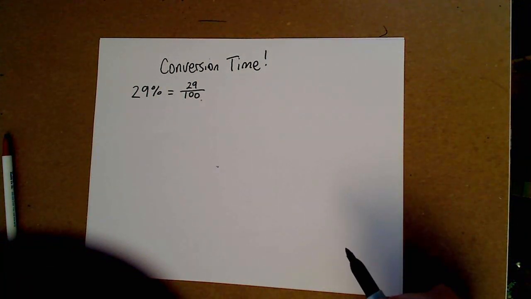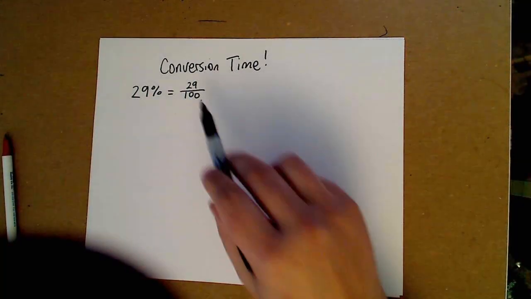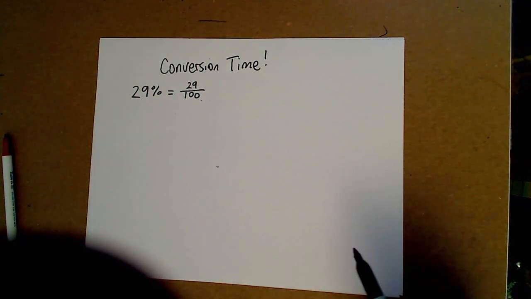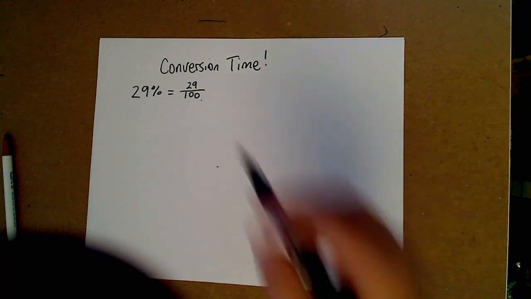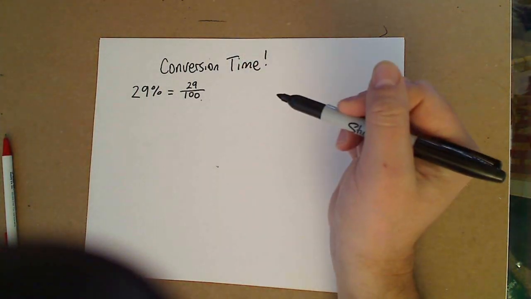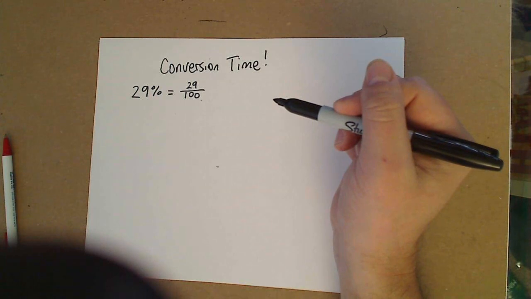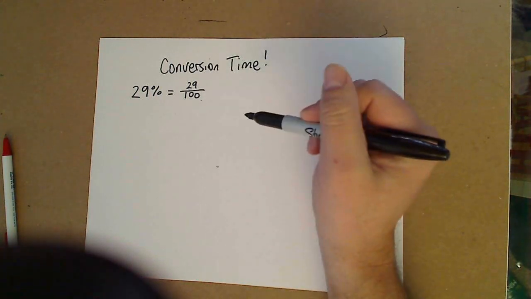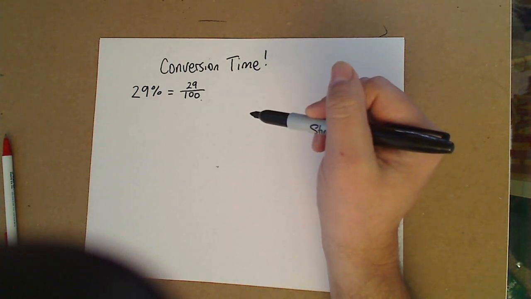Now, if I were able to simplify that fraction, I would do that. It turns out 29 and 100 don't have any common factors, so I can't simplify it. That's as simple as it gets. 29 over 100. Now, if I have this fraction, 29 hundredths, I'm kind of saying the decimal form, 29 hundredths.